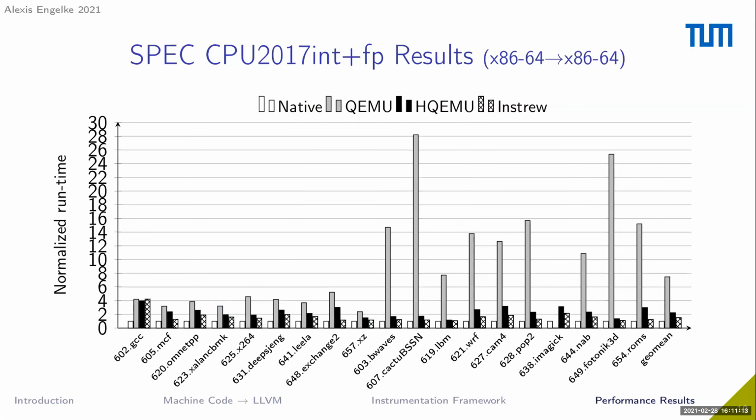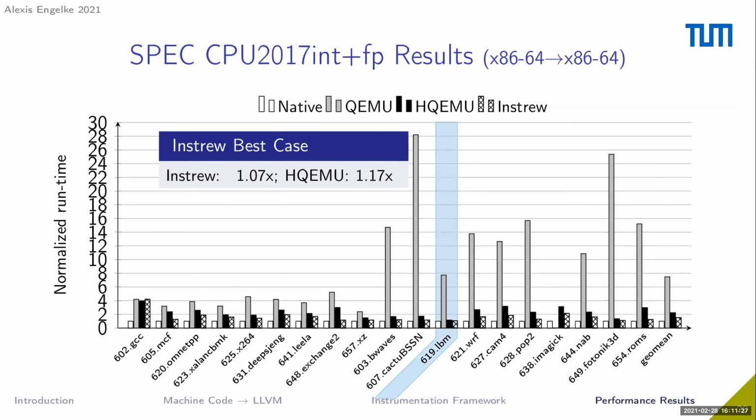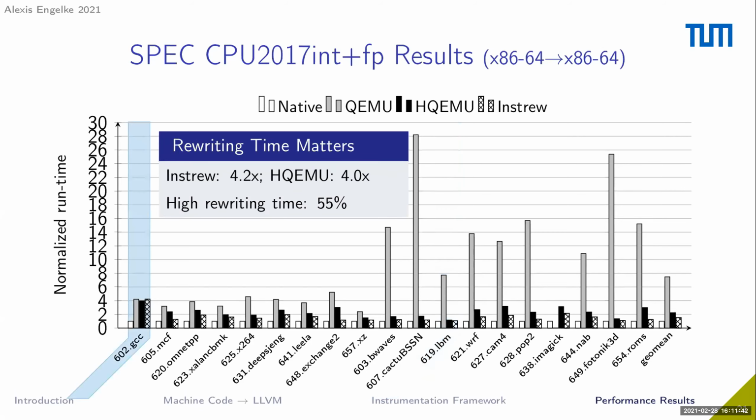These are the detailed results for x86 to x86. I don't have too much time right now to go into the details, so I'll just point out two things. The first is the best case, in which Instrew has an overhead of just 7% compared to the native execution, which is better than HQEMU. The worst case is that Instrew has a slowdown of a factor of 4.2x. Usually it's below a factor of 2, but for GCC it's even worse than HQEMU.